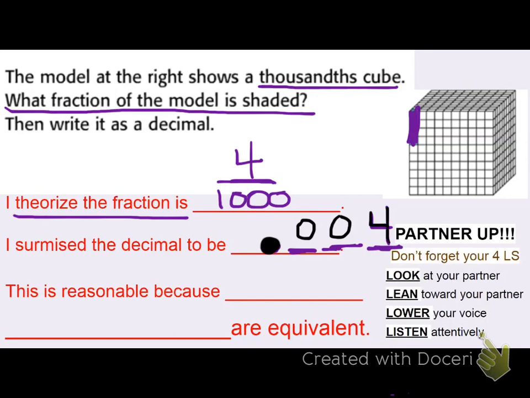thousandths place. This is reasonable because, well, if I look, 4 out of 1,000 has the same value as 4 thousandths and 4 thousandths. They're all equivalent. They're written differently, but they have the same value. It's reasonable that my answer is correct.